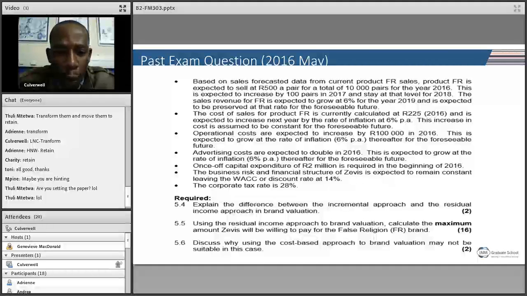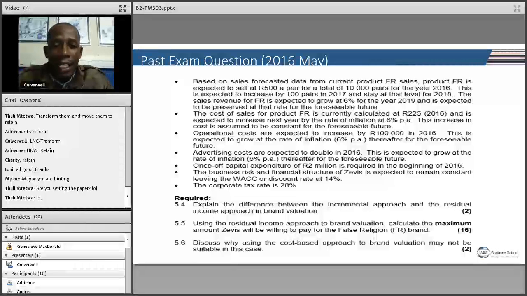And I'll then move on to operational cost. Operational costs are expected to increase by 100,000 in 2016. So if you look at the operational cost we had for service, there were 500,000 in year 2016. So they're only going to increase by 100,000.